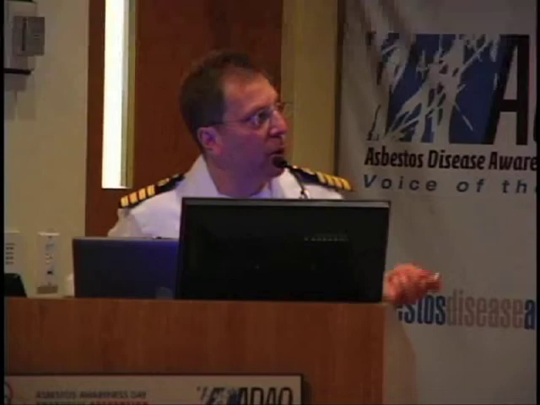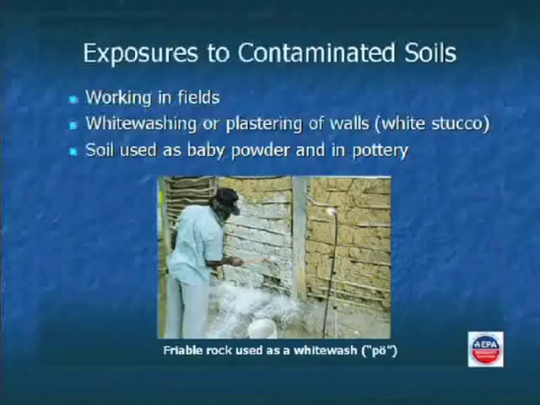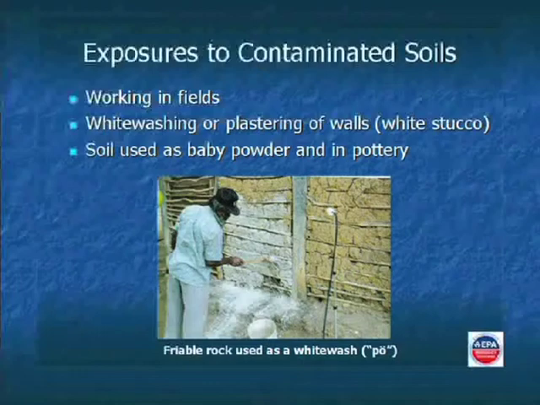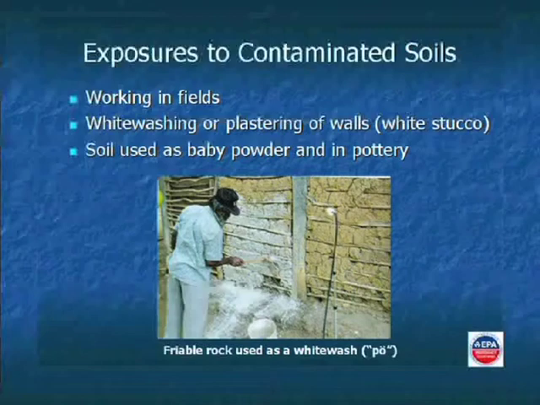Some of the pathways in which they may be getting their exposures: working in fields, whitewashing is a big one, or plastering of walls with this kind of whitewash, the tremolite that was used essentially for walls and also used in pottery, and even reports of baby powder being used with this tremolitic talc. What about the United States?